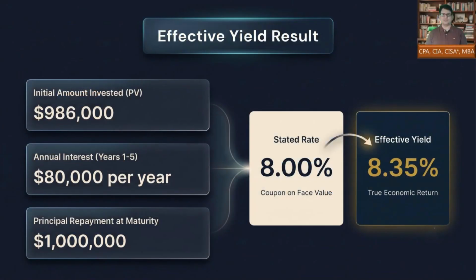With the carrying amount set at $986,000, the lender solves for the rate that equates all expected contractual cash inflows to that amount. The cash flows are $80,000 of interest each year for 5 years, plus $1 million of principal at maturity. The effective yield is about 8.35%, slightly higher than the 8% stated rate. That difference is the economic effect of collecting a net fee at closing. Small percentage, serious accounting impact.